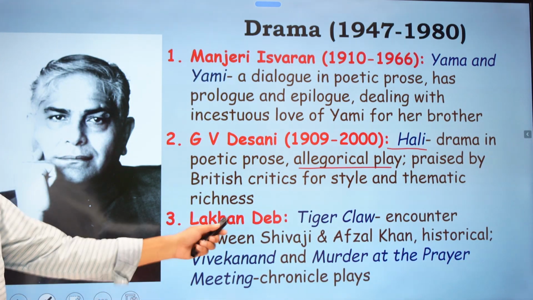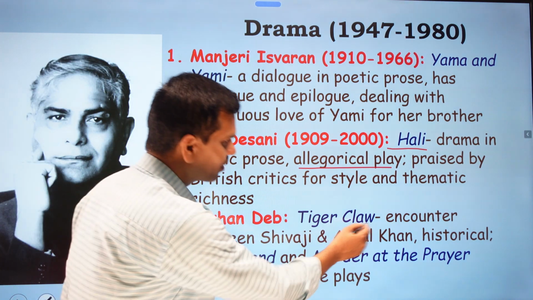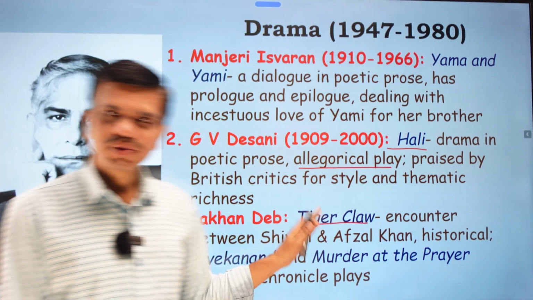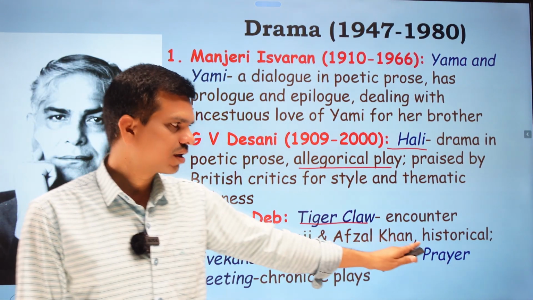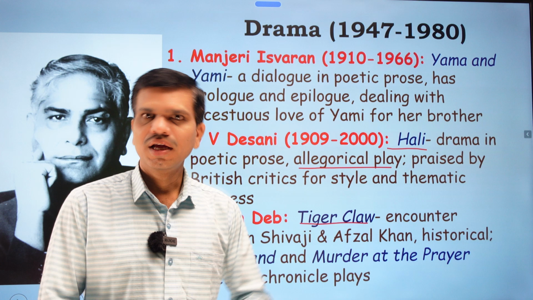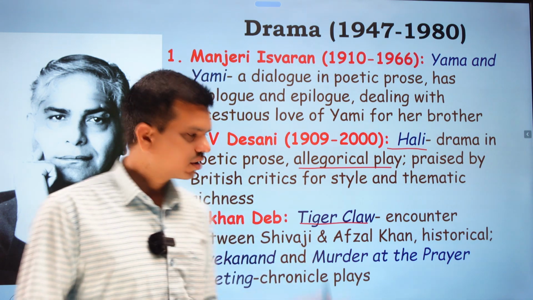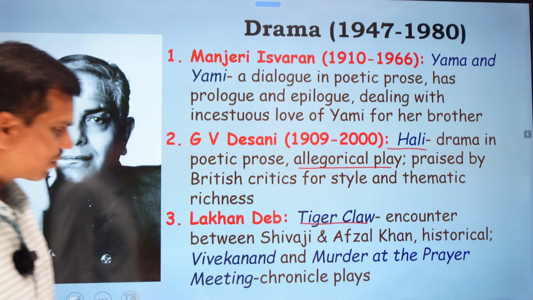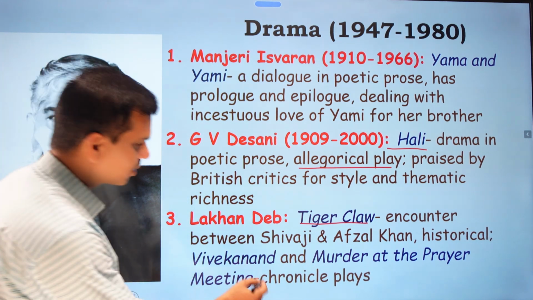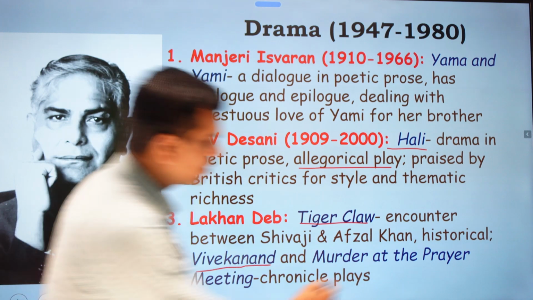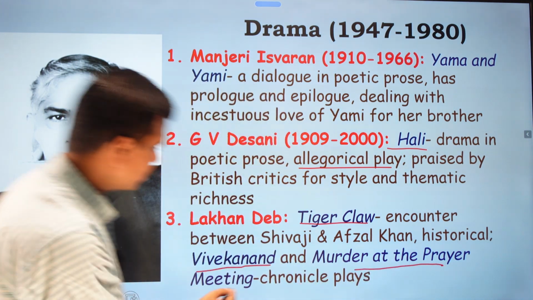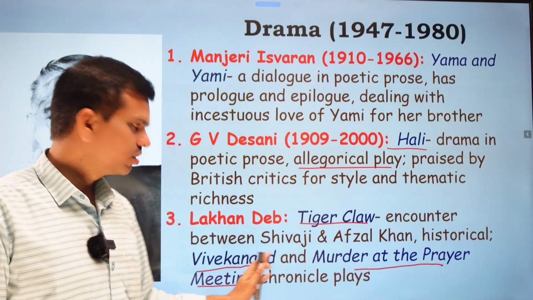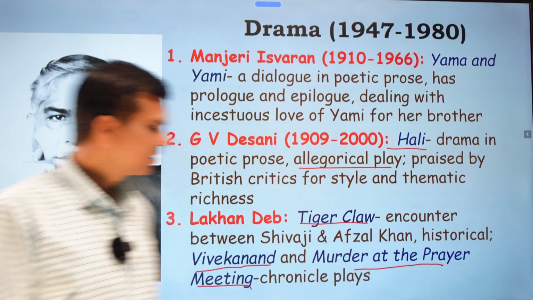Next we have Lakhan Dev, who composed Tiger Claw. This Tiger Claw is based on the encounter between Chhatrapati Shivaji and Afzal Khan. This is a historical play, which is again a new tradition, we can say, in the post-independence development of Indian English drama. Then he also composed Vivekananda and Murder at the Prayer Meeting. These two plays are chronicle plays. You can see from their names that these are chronicle plays.